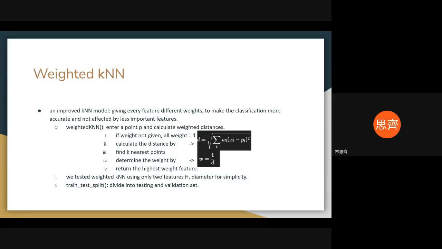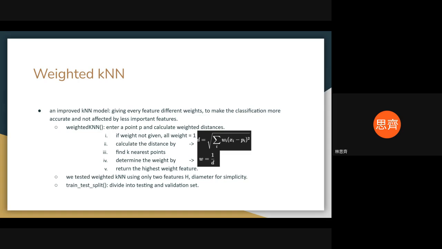So okay, next we have the weighted KNN. It is an improved KNN method. These methods assign different weights to each feature. So the important features will have more weight, and this will make the important features contribute to the distance more.